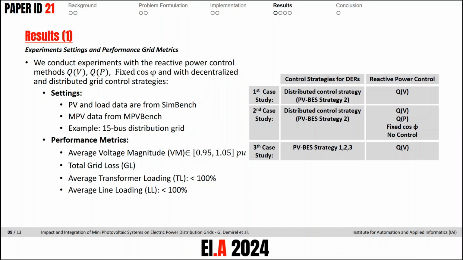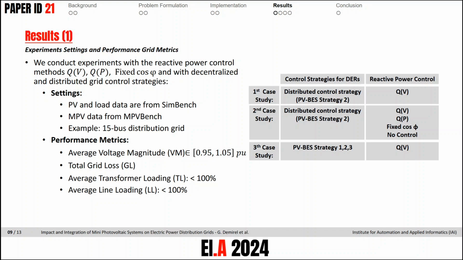We use PV and load data from SimBench and MPV data from MPV bench applied to a 15-bus distribution grid as an example. We define our metrics first, average voltage magnitude, which should be within the range of 0.95 to 1.05. Second, the total grid loss. Next, average transformer loading, which must remain below 100%. And finally, the average line loading, which should also stay below 100%.